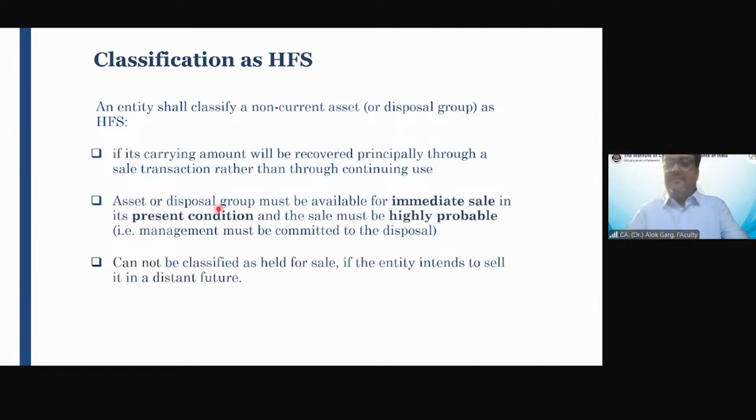What is your answer? Available for sale, but not in present condition. Available for sale, yes, but not available for immediate sale in present condition, right? Then Anila came to me and she has given me advice.